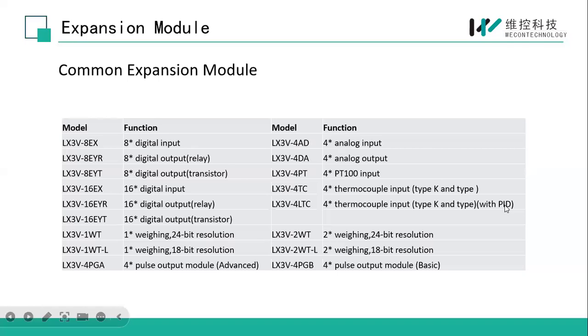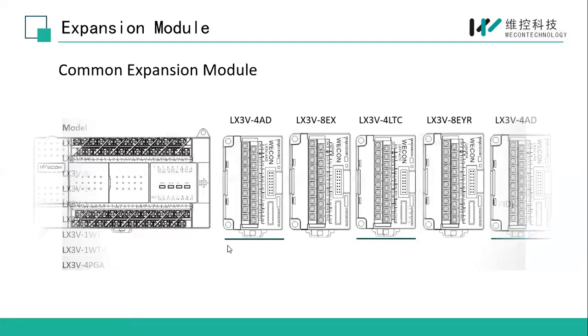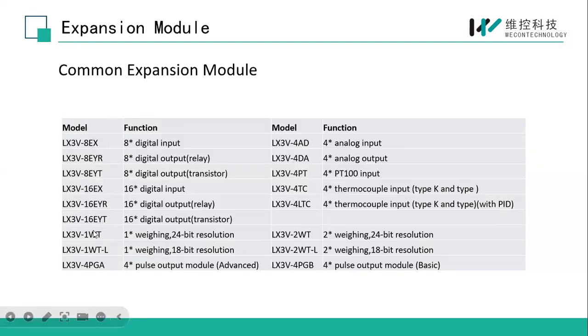So you can use the built-in PID control with this module. And then we have the weighing module, with different channels, one channel or two channels, and with different resolutions. And the last is the pulse output module. A means advanced and B means basic. They have some functional differences.